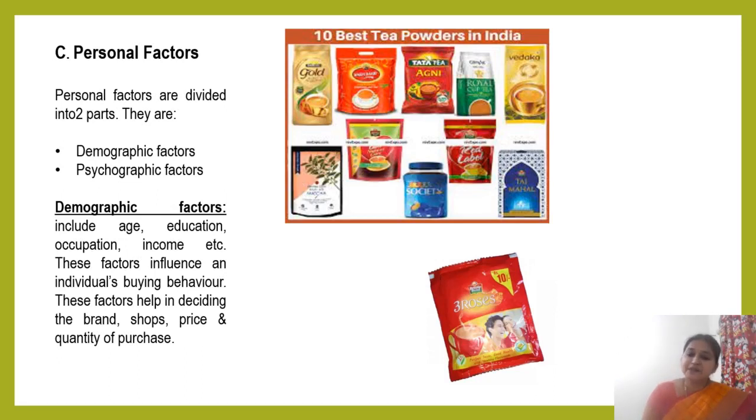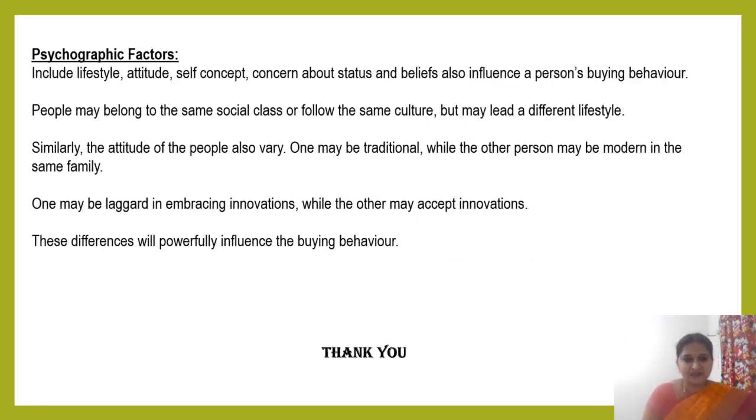So the next personal factor is psychographic factor. Psychographic factors include a person's lifestyle, attitude, self-concept, beliefs, concern about one's own status, and all these factors influence a person's buying behavior. People may belong to the same class. They may even belong to the same culture, but they may not follow the same lifestyle. So they may follow a different lifestyle.